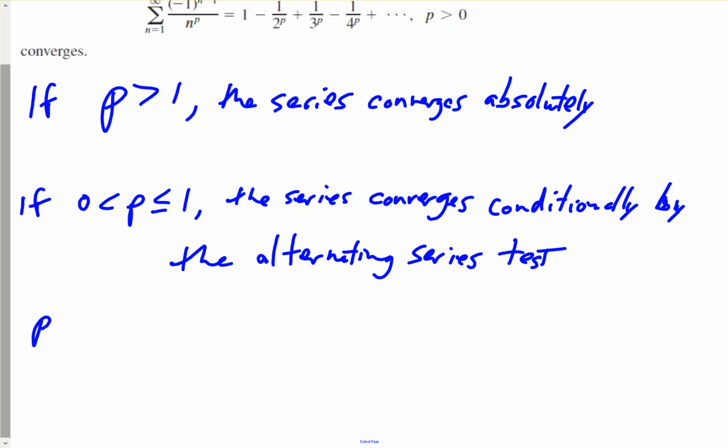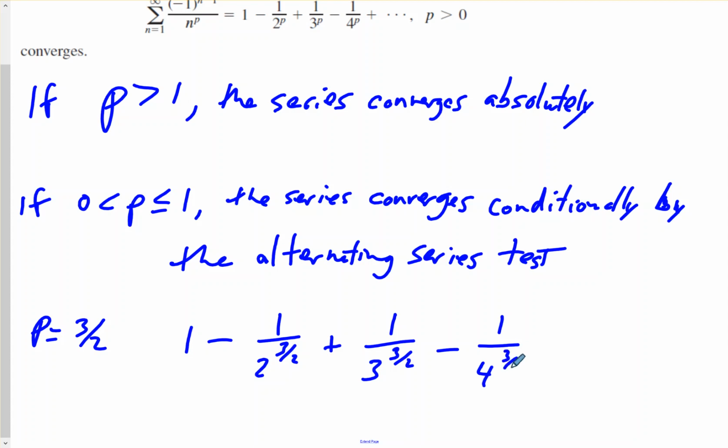Let's say p is equal to 3/2, right? So the case when p is greater than 1. So if p is 3/2, we would have 1 minus 1 over 2 to the 3/2 plus 1 over 3 to the 3/2 minus 1 over 4 to the 3/2, etc., etc. Okay, so this would be an absolute convergence.